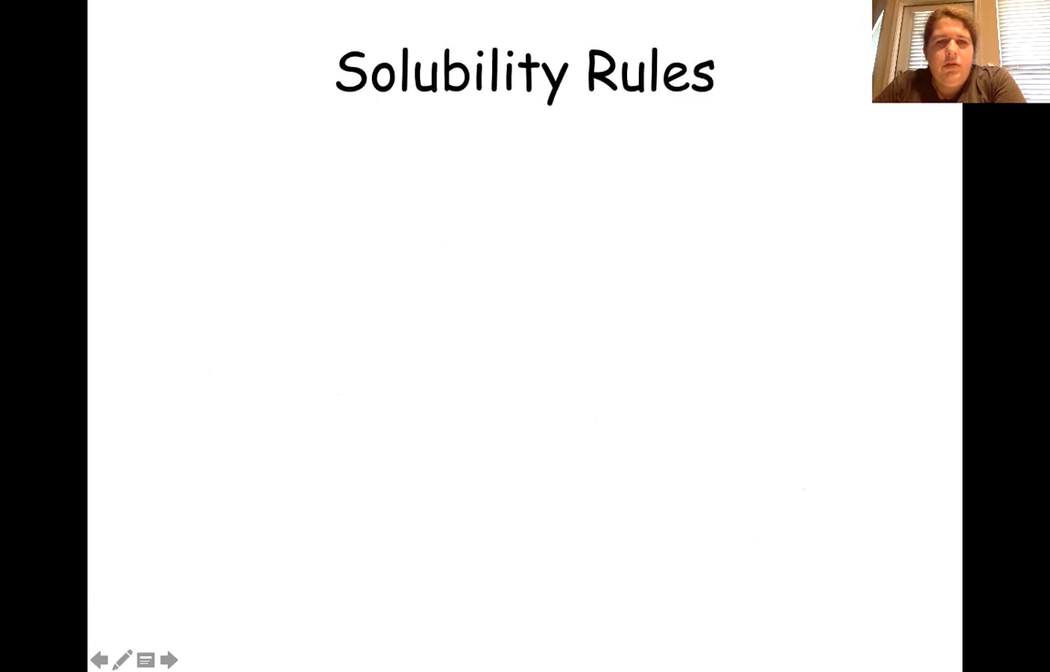So here are the solubility rules. Rule number 1 is that all nitrate salts are soluble. Nitrate is the NO3 group. It's a polyatomic ion. So anytime that you see a compound with NO3, it's going to be soluble. That NO3 is going to fall off.